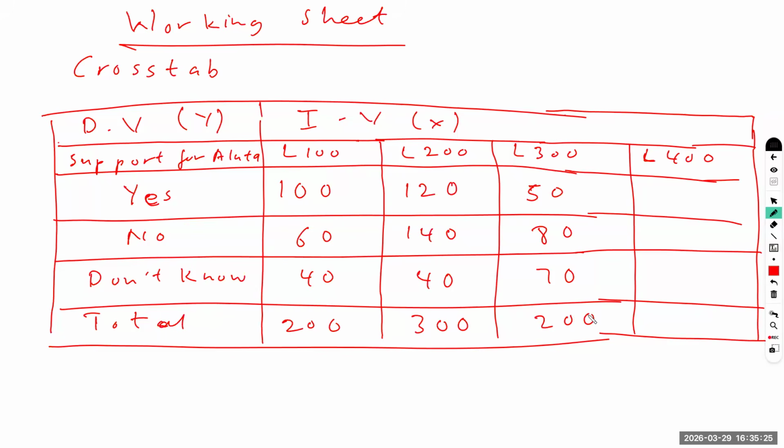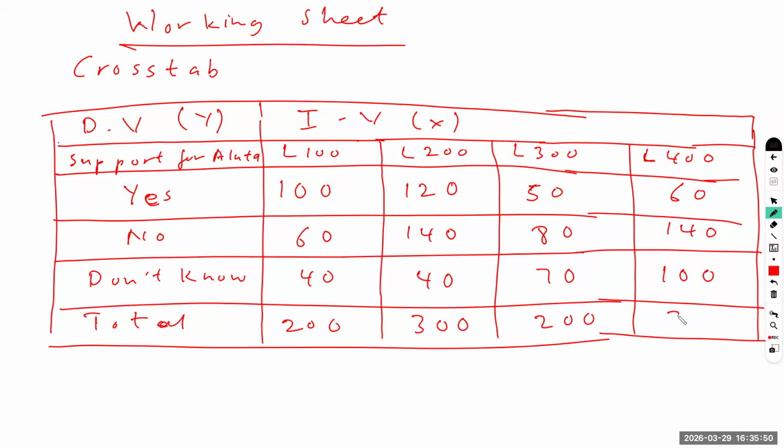So who's going to give us level 400? Another person should also give us level 400. Okay. Level 400. 60 students said yes. 140 students said no. And 100 students said I don't know. What was the total?